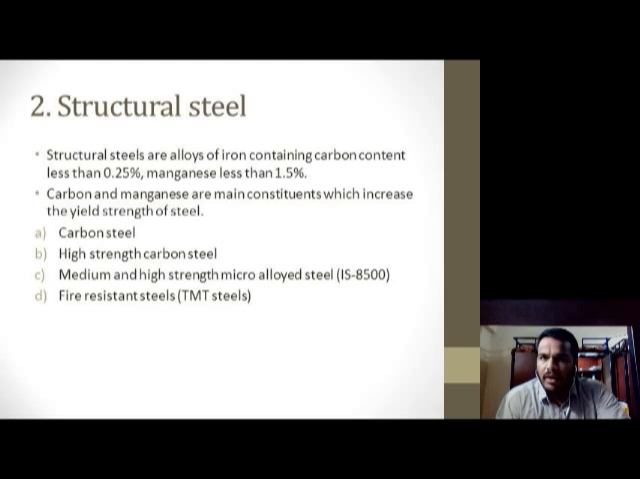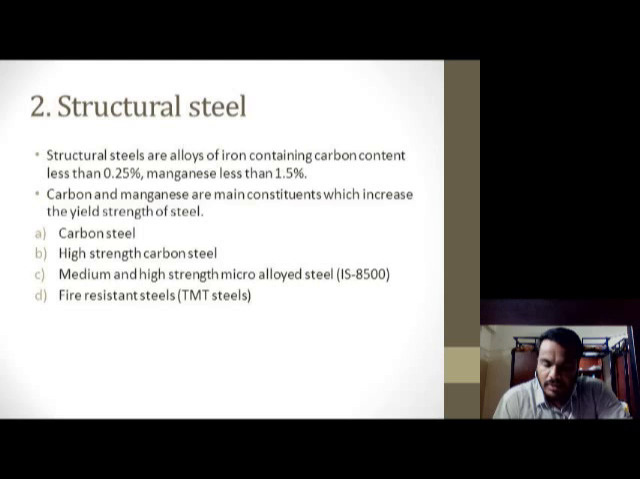Carbon and manganese are the main constituents which increase the yield strength of the steel. Here are some of the general categories of structural steel which I have listed: carbon steel, high strength carbon steel, medium and high strength microalloy steel, and the fourth one is the fire resistant steel. It is called TMT steel.